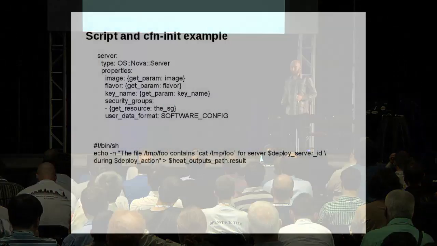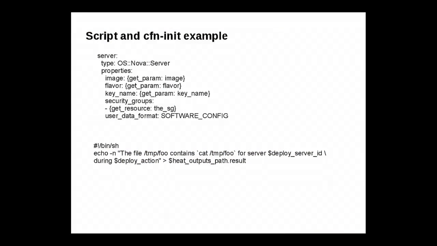Here's the rest of this template. Server resource, which makes no reference at all to the deployments or configs. And then the script itself, which is using those derived inputs I said before, server ID, deploy action. And it's getting the outputs back to the hook by writing out to a known file path. So the result was the name of the output. So really simple.